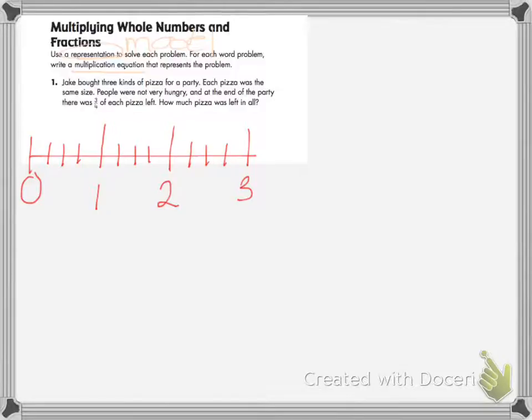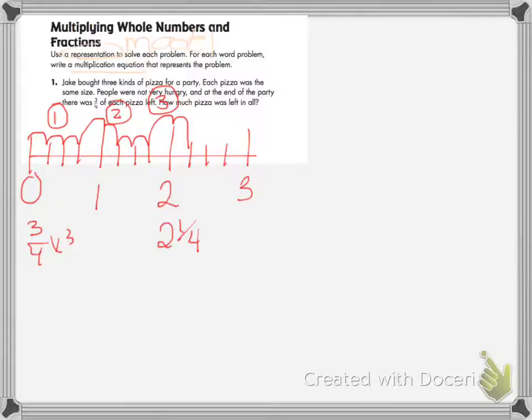But we only ate 3/4 of each. So 1, 2, 3. This is pizza number 1. 1, 2, 3/4. This is out of pizza number 2. 1, 2, 3/4. This is out of pizza number 3. So when I'm done, I have 2 and 1/4. But what happened here? I jumped by 3/4 3 times, and that gave me a total of 9/4. But when it ended up on the number line, it landed on 2 and 1/4.